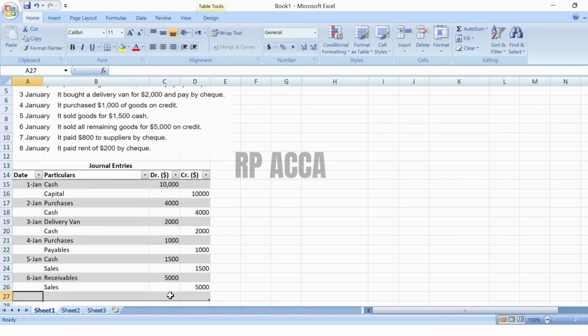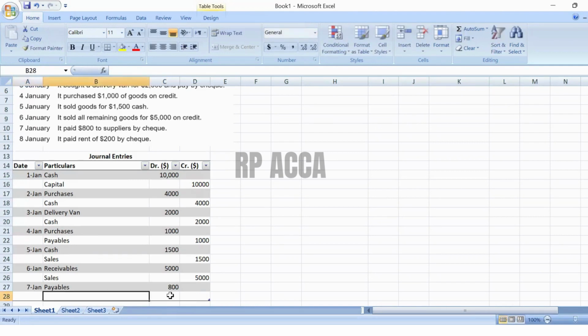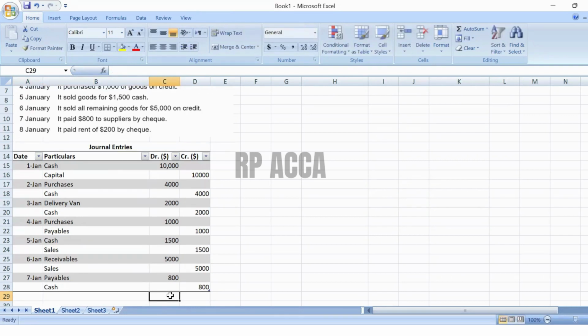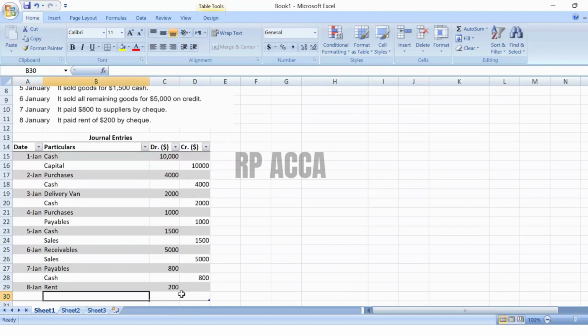On 7th, we have paid suppliers. So both our liabilities and cash goes down. Decrease in liability is debited, and decrease in cash is credited. At last, we have rent paid, so increase in expense is debited, and decrease in cash is credited.